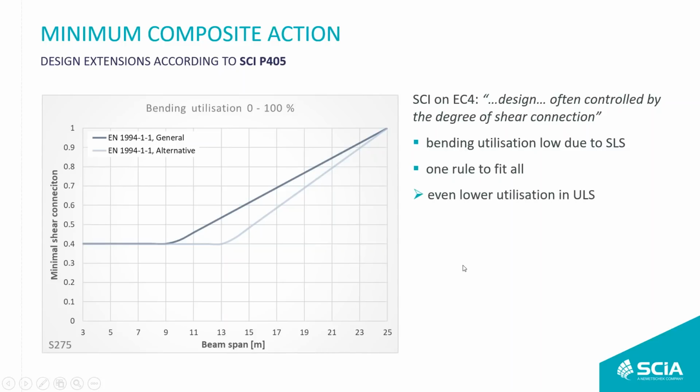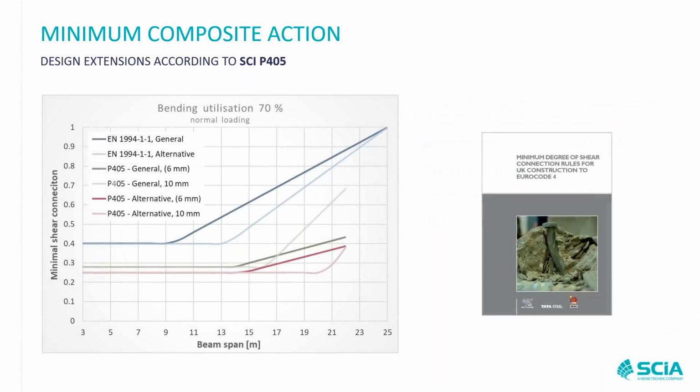And as a result of using this minimum shear connection, we even have lower utilization at the end when we take into account the extra studs that we are adding on the beam. This means more labor costs because these studs need to be welded on the beams. And as a result, we have some additional research and some additional proposals on how minimum composite action should be handled. And here I've plotted a few of the curves.